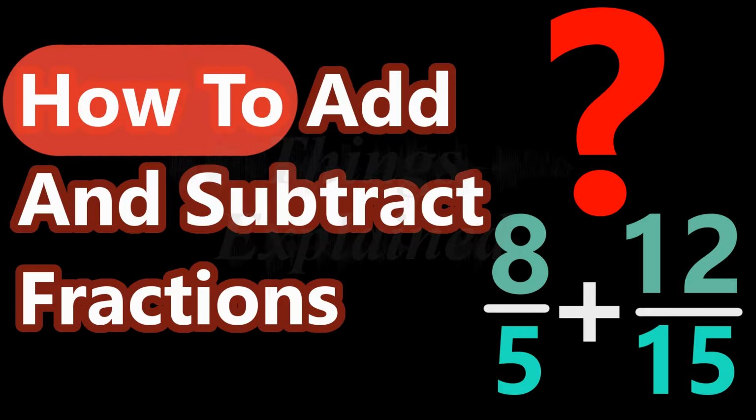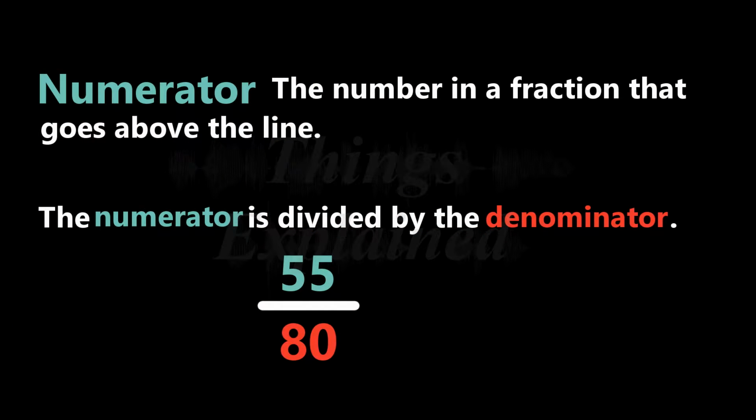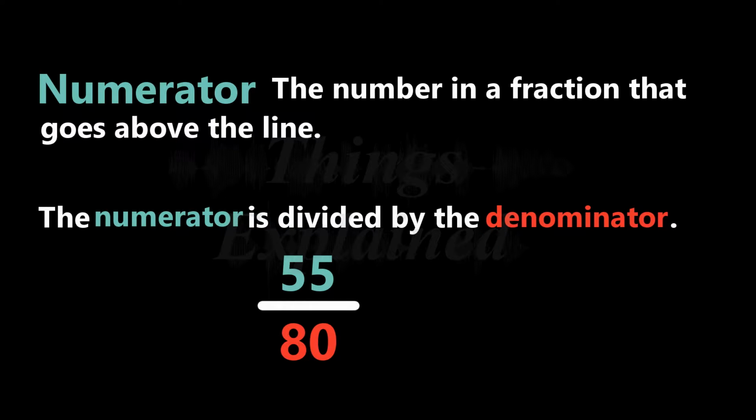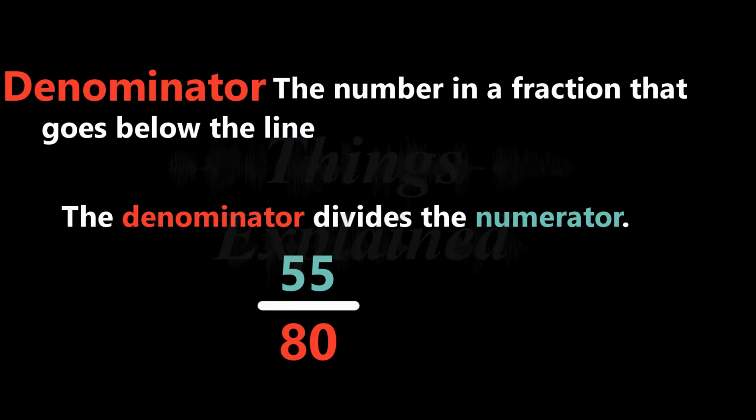Let's waste no time. The first term here is the numerator. The numerator, in green, is the number in a fraction that goes above the line. The numerator is divided by the denominator. The denominator, in red, is the number in a fraction that goes below the line. The denominator divides the numerator. Just so we've made it clear, numerator, top, green. Denominator, bottom, red.